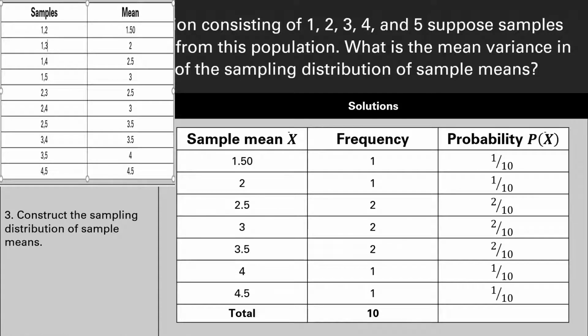Recall the two properties of the sampling distributions. The probability must be between 0 and 1. So the probability must not be negative and must not be greater than 1. And when we add them, the sum must be equal to 1.